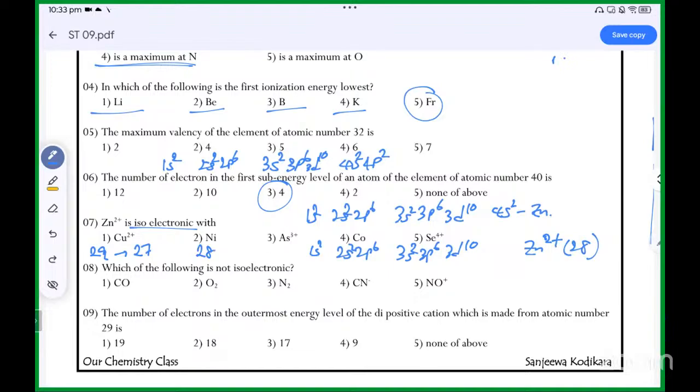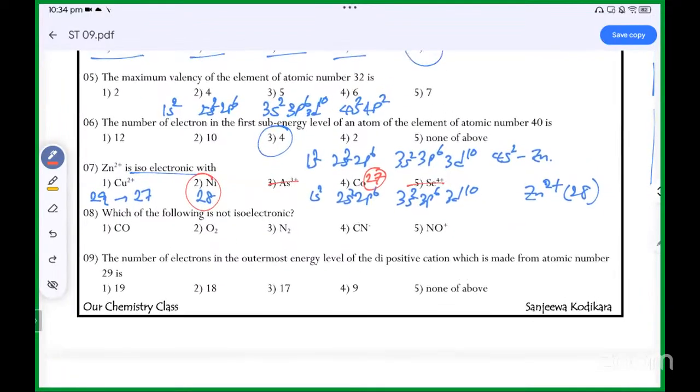Arsenic 3 plus you can check, and cobalt is 27. You can check it from there. Cobalt is 27. And selenium I can't remember actually. These are not needed because the answer should be nickel. Isoelectronic, 28 electrons are with nickel, right? You can check that one.